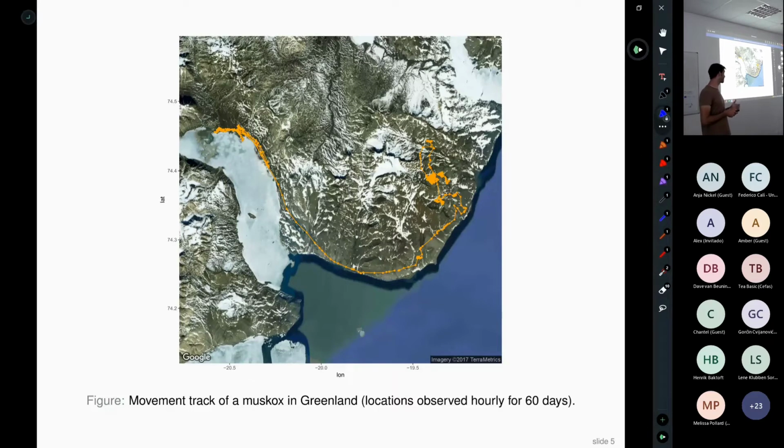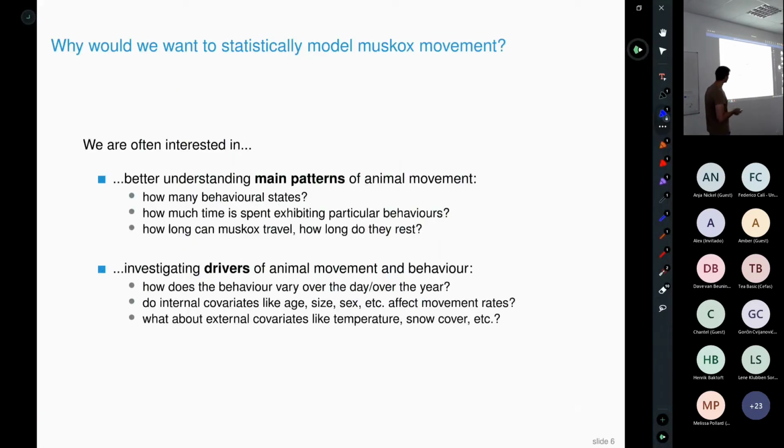So we have 60 days of hourly XY positions of this muskox in Greenland. That's 1,440 positions in total. That's the length of this time series. Okay. Always takes a bit, I click it and I have to wait 2 seconds.